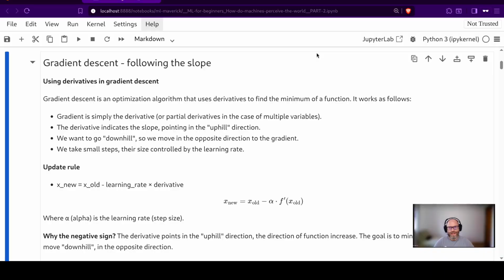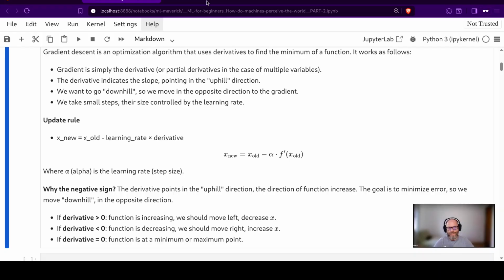Gradient descent is an optimization algorithm that uses derivatives to find the minimum of a function. It works as follows. The gradient is simply the derivative, or partial derivatives in the case of multiple variables. The derivative indicates the slope pointing in the uphill direction. We want to go downhill, so we move in the opposite direction to the gradient. We take small steps, their size controlled by the learning rate.